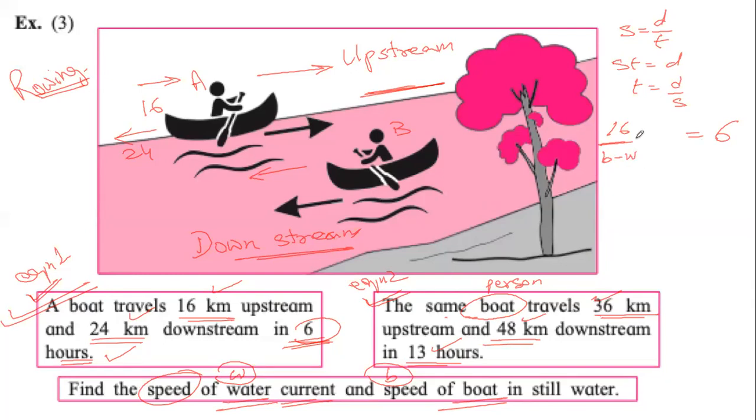And the time taken to come downstream will be again distance, which is 24. Now the speed is more. The speed is more because the speed of the water is adding to the speed of the rowing. So it will be boat plus water current.